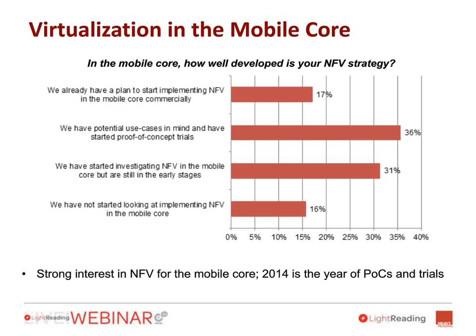The chart here is really showing a survey of a number of mobile operators we carried out last year. I think 70 mobile operators, something of that order. So it's a very good sample size. It shows I think really that a leading group of mobile network operators are today already starting to think about how to implement and deploy NFV. You can see on the chart here 17% say they have a plan to start implementing and deploying commercially in the mobile core already.